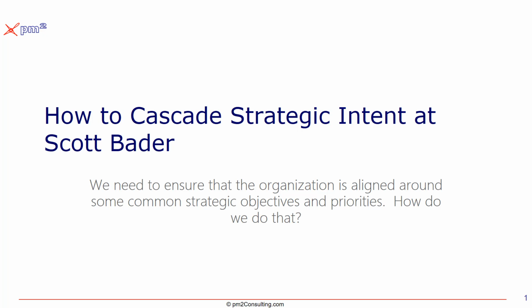This is a short explanation on how we're going to execute the cascading of strategy within Scott Batter. The overall issue is this. Strategy is developed from the top down but executed from the bottom up. How do we ensure the organization is aligned around those goals and can actually accomplish them?